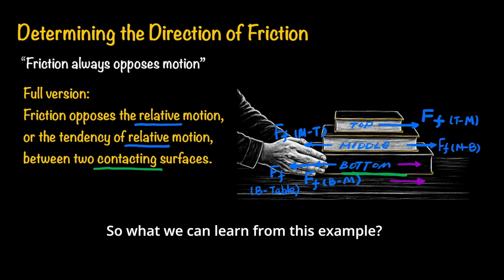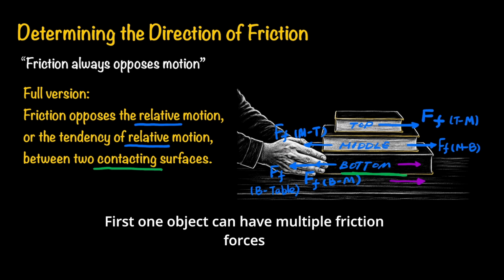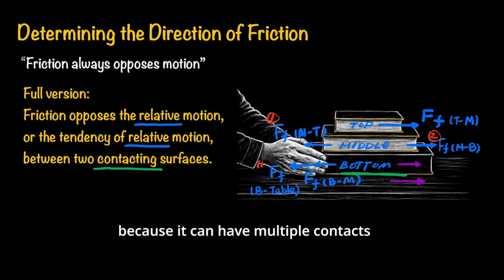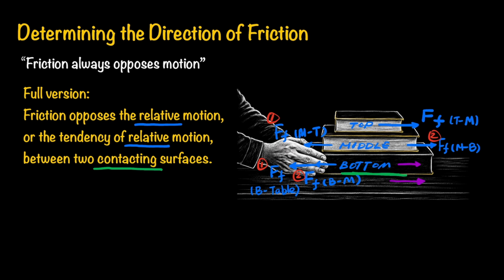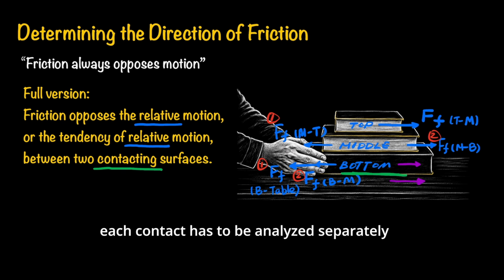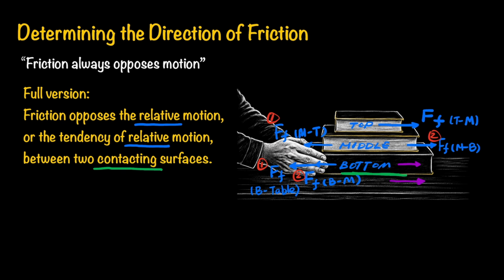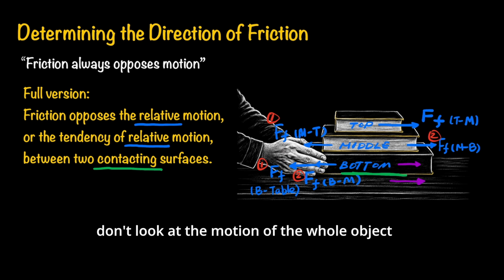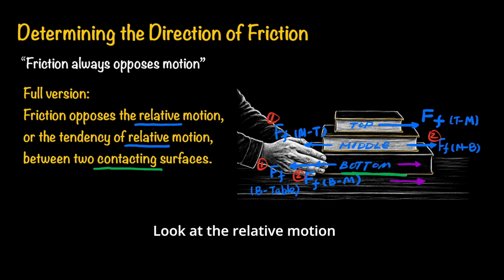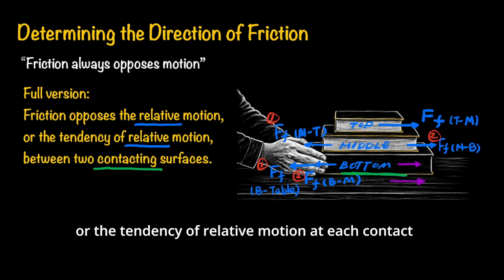So what can we learn from this example? First, one object can have multiple friction forces because it can have multiple contacts. Second, each contact has to be analyzed separately. And most importantly, don't look at the motion of the whole object. Look at the relative motion or the tendency of relative motion at each contact.